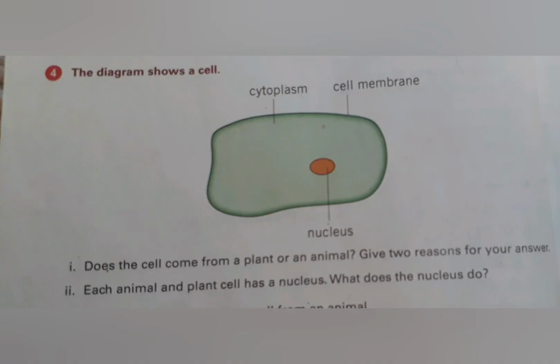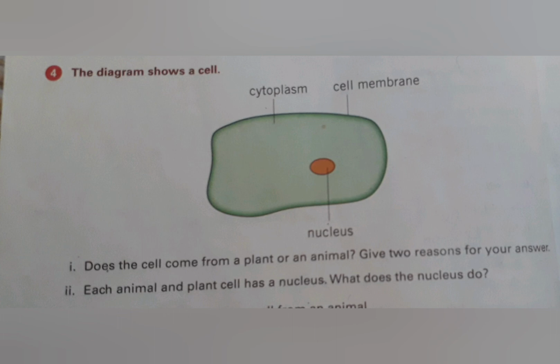Now let's start. Question number 4: the diagram shows a cell. Students, here you can see a cell and here you can see the different parts of the cell which are cytoplasm, cell membrane and nucleus. The first question is: does the cell come from a plant or an animal? Give 2 reasons for your answer.